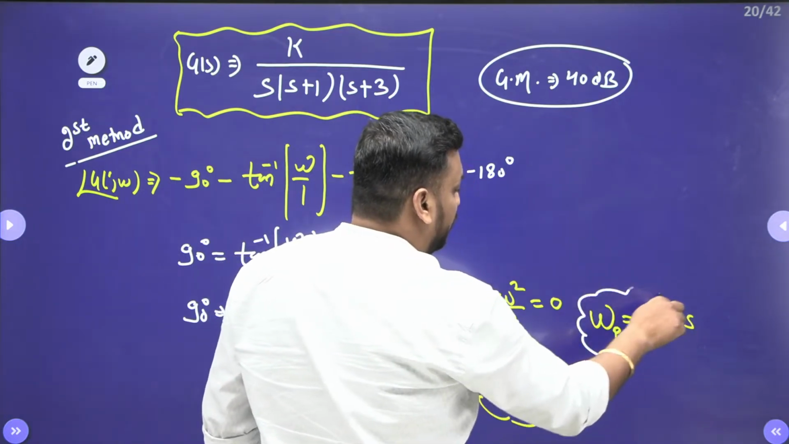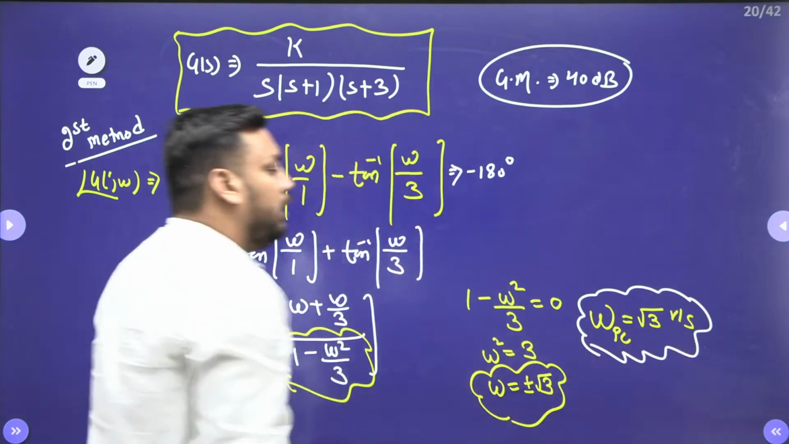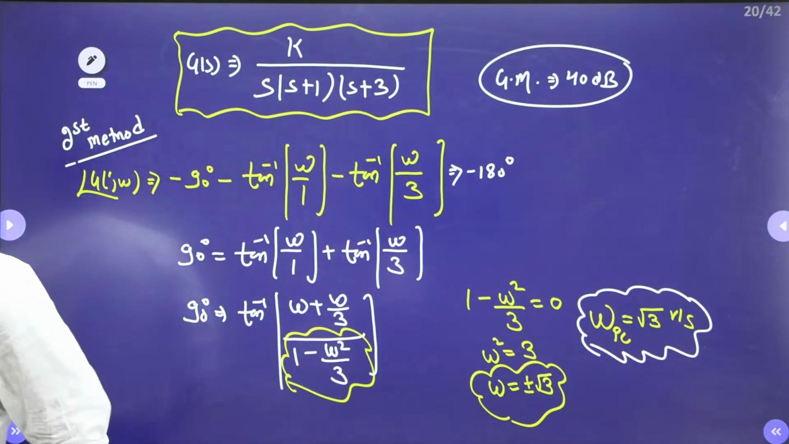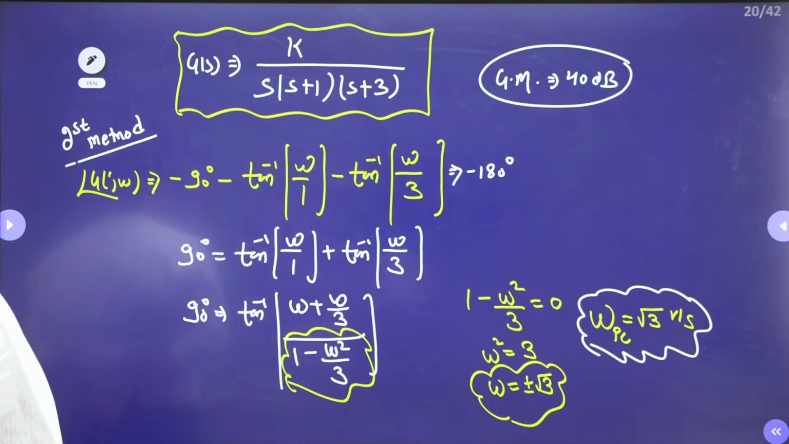How many of you are getting this, guys? Omega PC is root 3. Yes, the phase crossover frequency we can solve.